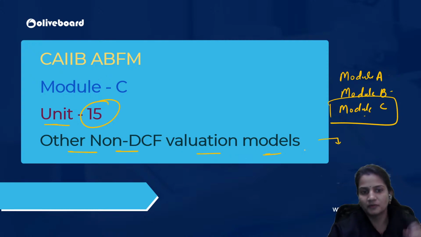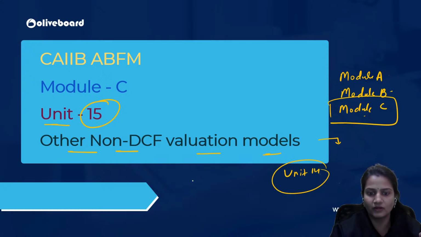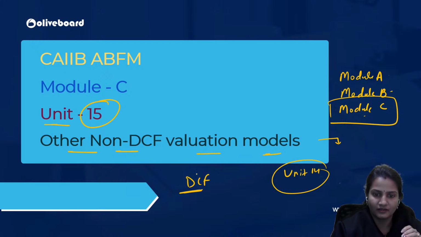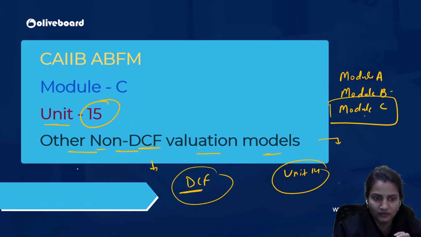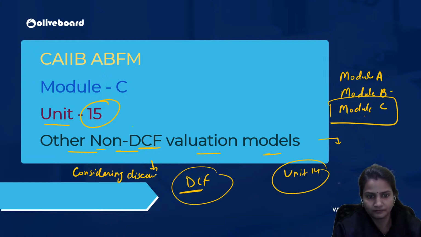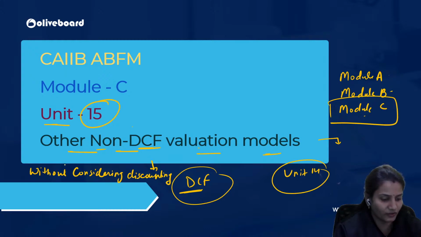Moreover, if you remember, in unit 14 we covered the DCF, that is discounting cash flow valuation models. Today, we have to cover non-discounting cash flow valuation models. That is, if we want to value any kind of business organization, any kind of firm, we have to value that without considering discounting, that is non-DCF valuation models, without considering the time value of money.